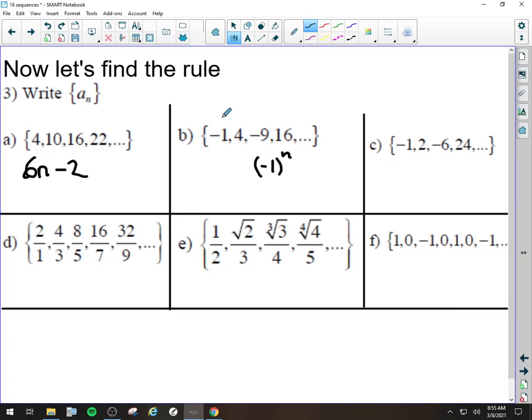So something to pay attention to or look for: you've checked to see if it's linear, it's not. You can check and see for exponents of things. These all happen to be perfect squares. So instead of saying -1 to the n, I could just say this is n squared times -1 to the n, right? Because 1 squared, 2 squared, 3 squared, 4 squared.